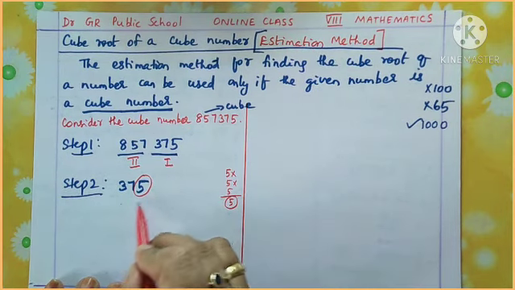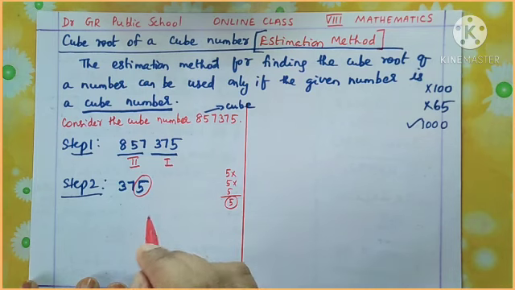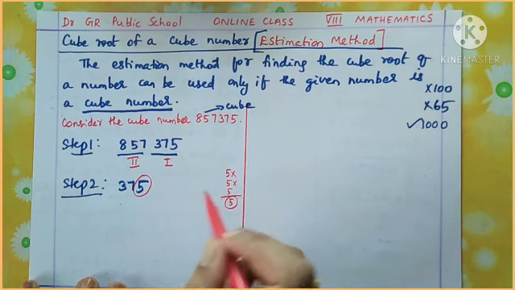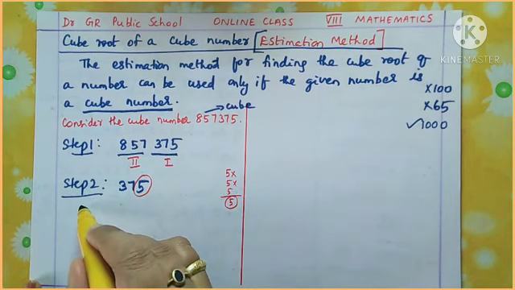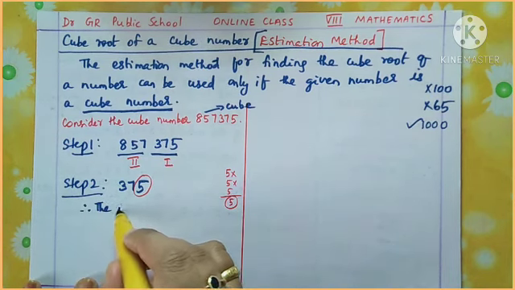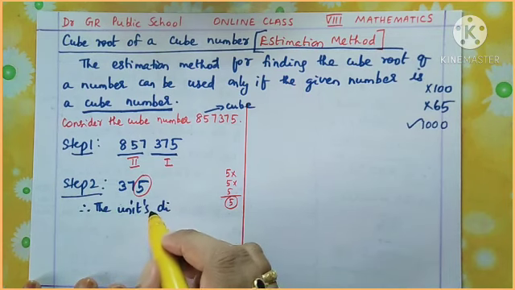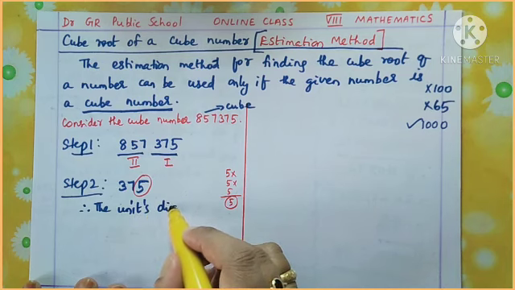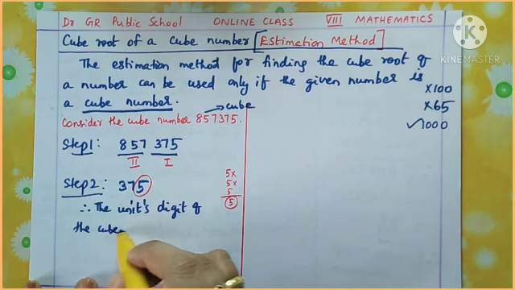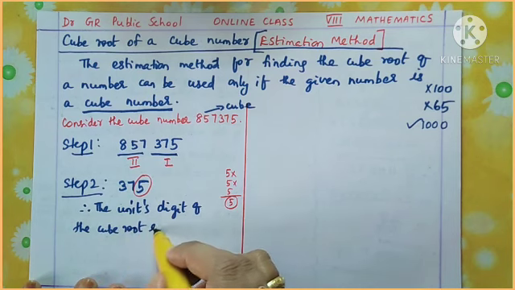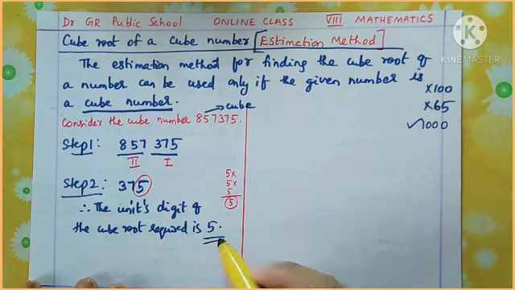So from this we can determine the units digit of the required cube root. Okay, so here you want to write, therefore the units digit of the cube root required is 5. So how we write this?